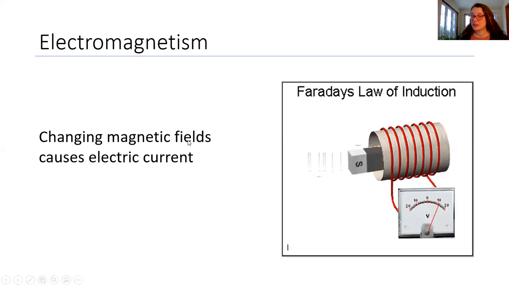So changing magnetic field causes electric current. Changing current causes a magnetic field. So you've got these two laws that work together, and we often use them to help us out.